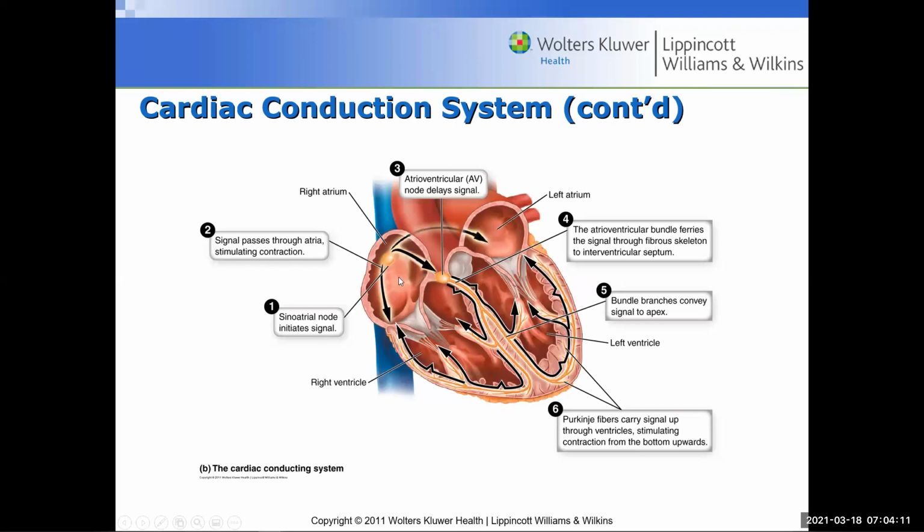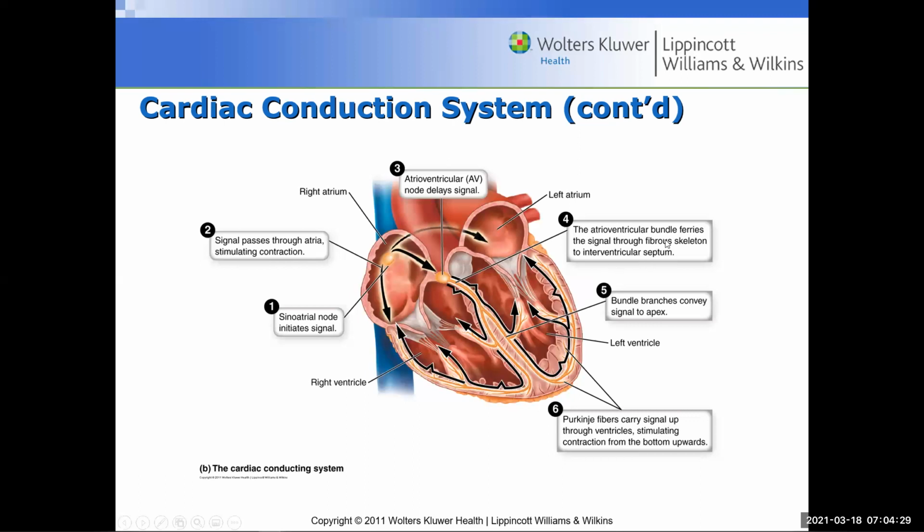Next, the AV node delays the signal. That is very important because we have to remember that you have a difference between systoles. When systole occurs, atrial systole, then a pause, then you have ventricular systole. It doesn't happen all the time.